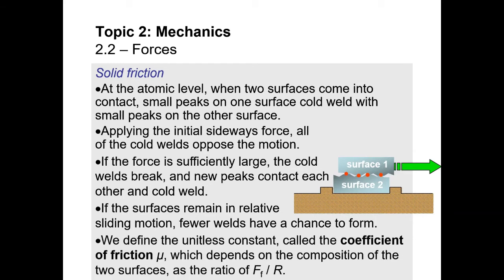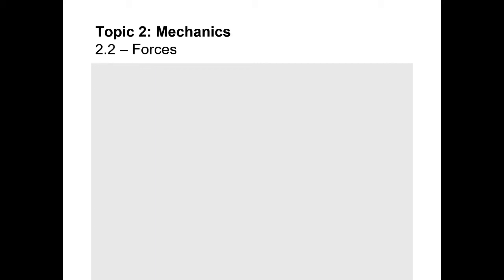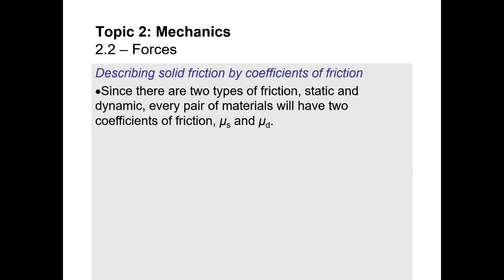We define a unitless constant called the coefficient of friction, which depends on the composition of the two surfaces, as the ratio of friction force over reaction force. Since there are two types of friction, static and dynamic, every pair of materials will have two coefficients of friction: the coefficient of static friction and the coefficient of dynamic friction.